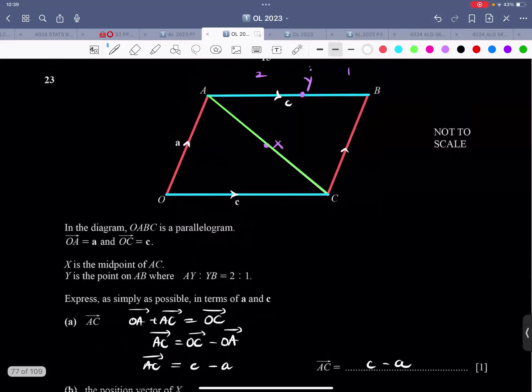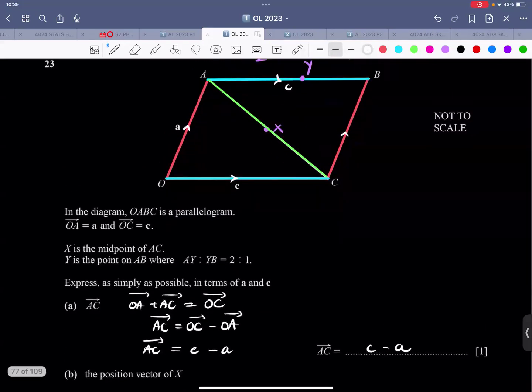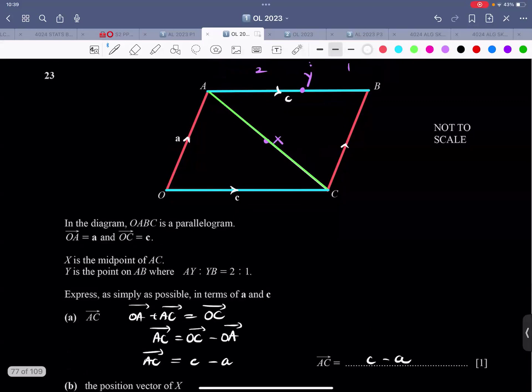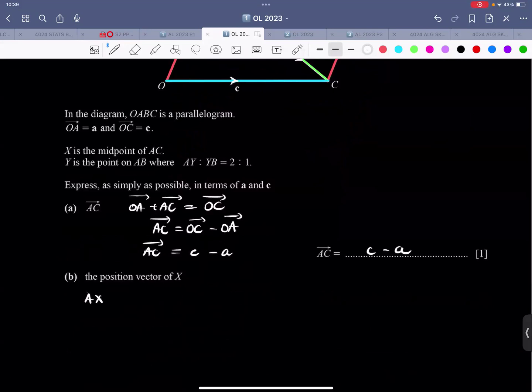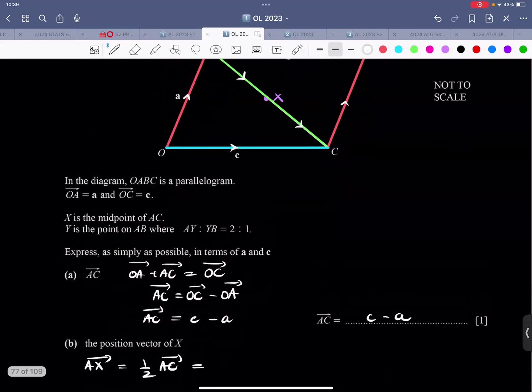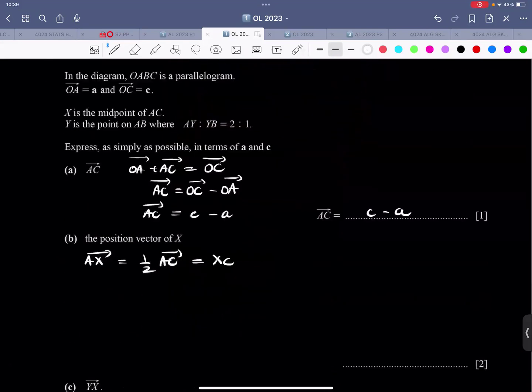The position vector of X. So first of all, AX and XC should be half of this. So let me write this. AX is half of AC, so is XC. So therefore, AX is half bracket C minus A, which is half C minus half A.